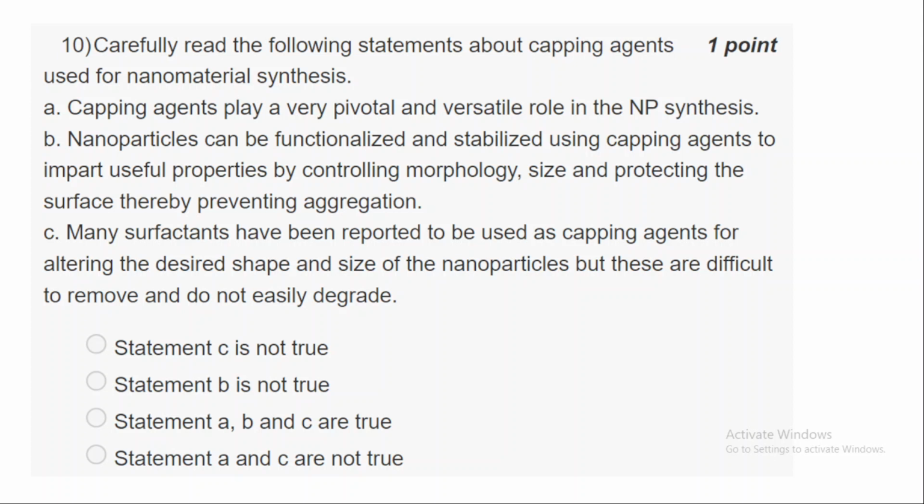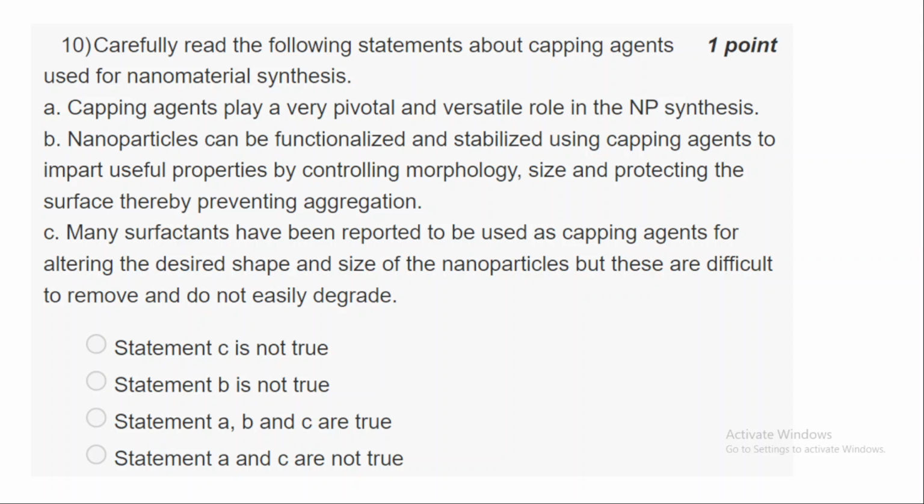And statement C: many surfactants have been reported to be used as capping agents for altering the desired shape and size of nanoparticles, but these are difficult to remove and do not easily degrade. So, which of these do you think is true or not true based on the options? Option A: statement C is not true. Option B: statement B is not true. Option C: statements A, B, C are true. Option D: statements A and C are not true.